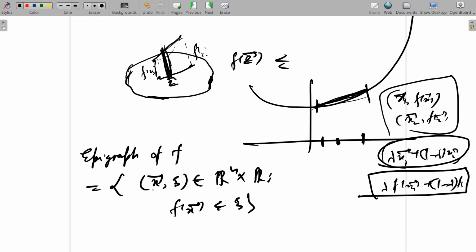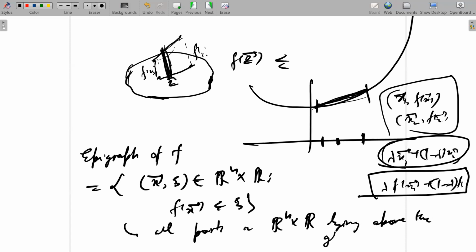So f of x is the value at x, so (x, f(x)) will be the graph. The epigraph is essentially all those points above the graph, all points in Rn cross R lying above the graph of f. So you plot the graph of f, take all points which lie above that graph. That is precisely the epigraph of f.